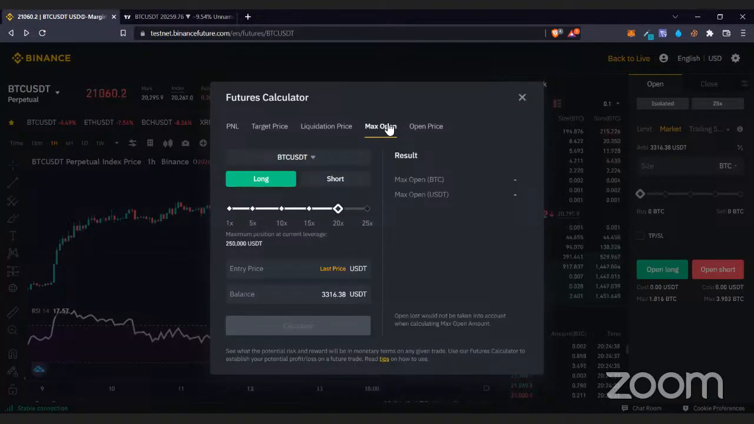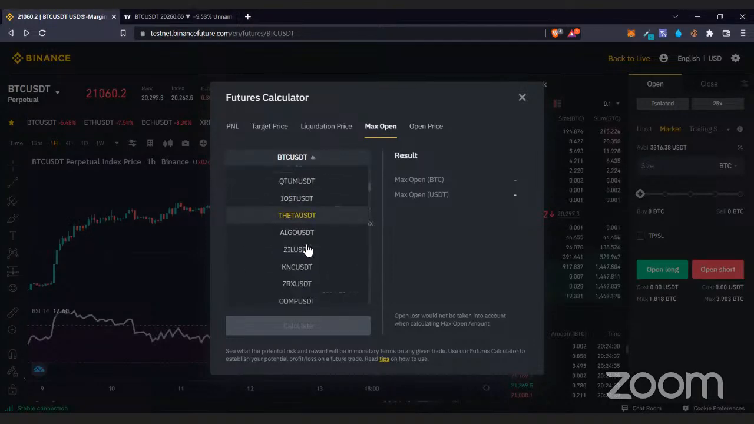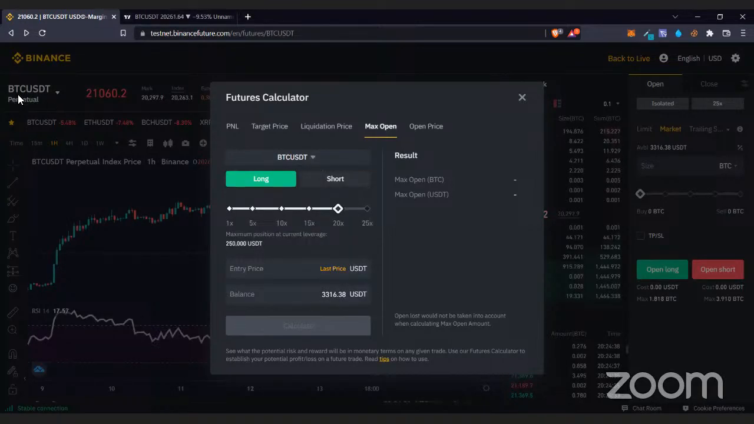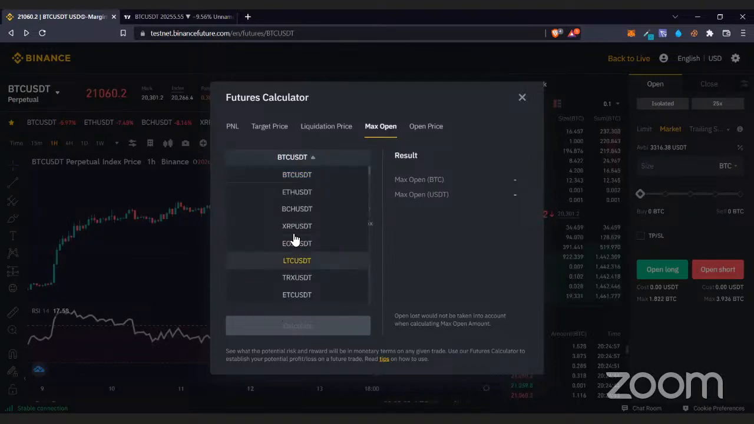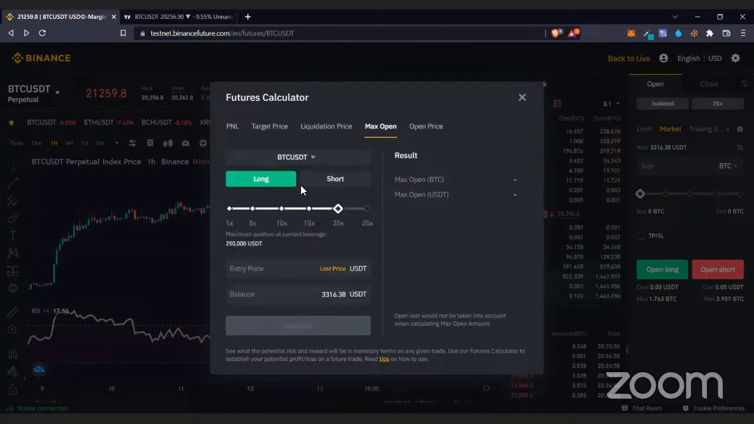The max open, what it does is you can select any of these pairs here. Any of the pairs you are trading. Once you select the BTC first, and the calculator pops up, by default, it will be calculating based on the pair you selected. So for any pair you want to trade, make sure you select it first before you open up the calculator. So here, you can select any of these pairs, but let's just go with BTC. We can equally calculate for long and short position.